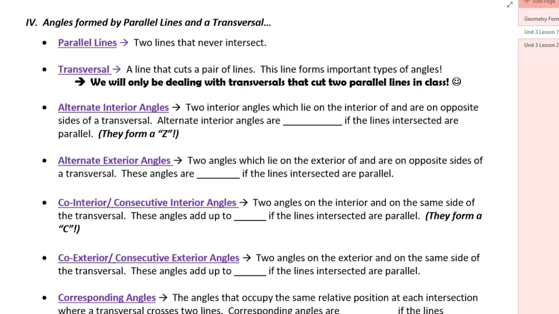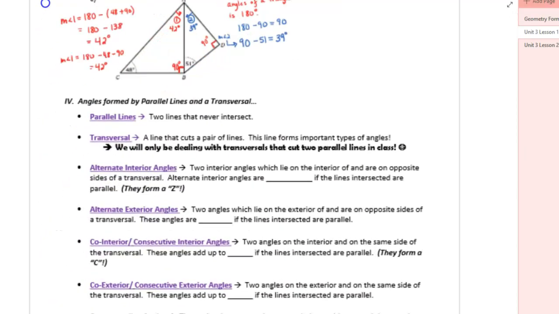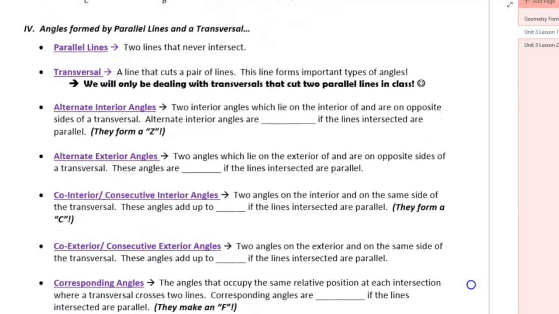Unit 3, Lesson 1, Part 4. In this video, we are just going to be classifying angles, not in a triangle this time, but when you have parallel lines that are intersected by a transversal.